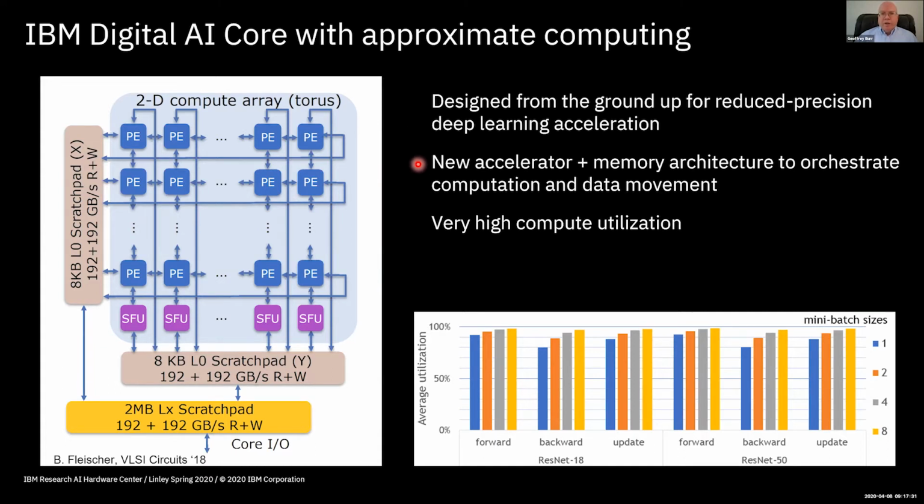So again, it's designed from the ground up as an accelerator plus memory architecture to orchestrate the computation and the data movement from the scratch pads through the PEs, through the special function units, back to the scratch pad, in a way that on a large number of workloads, not just these image processing ones that are shown here, but a large number of workloads for NLP or for speech, you are getting utilizations that are regularly well above 90 to 100%. And this is without having to exploit sparsity.